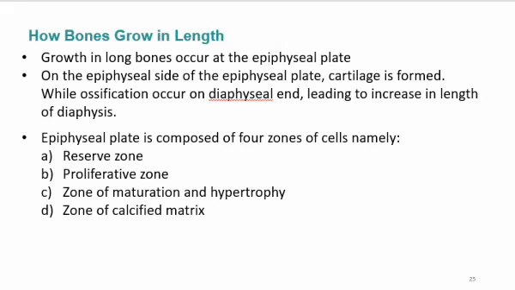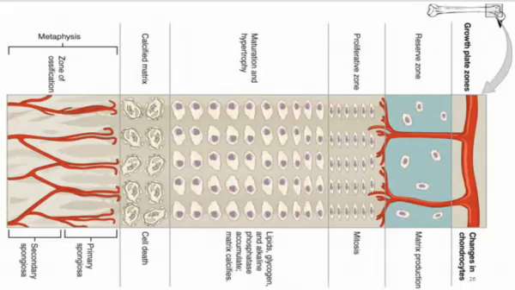We call those specific areas zones. So we have what we call the reserve zone. Then we have the proliferation zone. We have the maturation and hypertrophy zone. And lastly, we have what we call the calcified matrix zone. So we look at each of those individual zones one at a time.